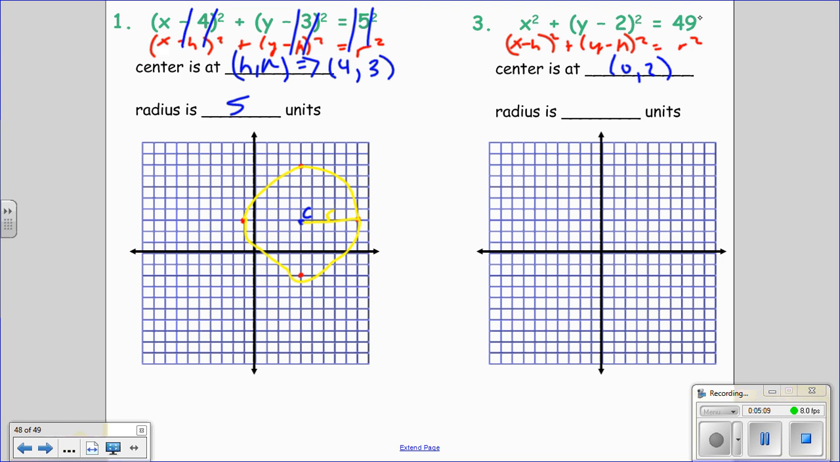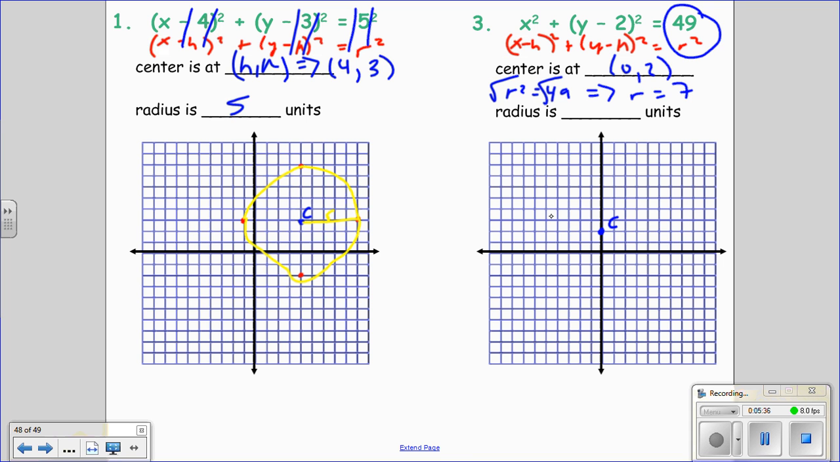Now remember, the last number is your radius squared. So if the radius squared is 49, you take the square root, which means the radius is 7. So let's plot our center. (0, 2) is on the y-axis, 2 spaces up.